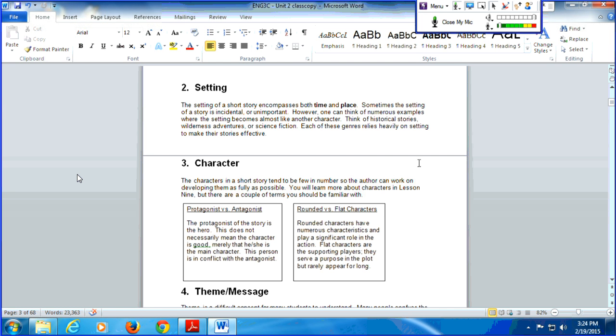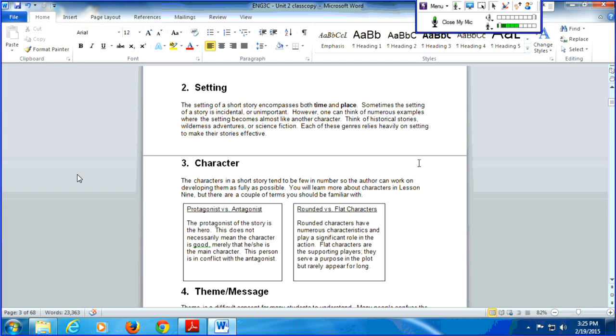Our third element is known as character. The characters in a short story tend to be very few in number so that the author can work on developing them as fully as possible. You want to know exactly what their challenges are, what their successes are, what they are really good at, and what they are not so good at.